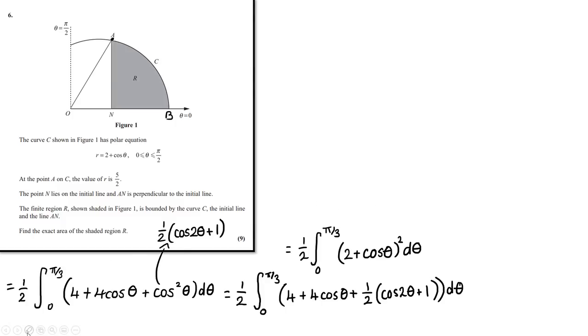Right. So we've got this result here now. Now we just need to integrate term by term. So we keep our half on the outside here. So if you integrate 4 here with respect to theta, that would give you 4 theta. We've then got 4 cos theta. So when we integrate this with respect to theta, that's going to be 4 sine theta. So plus 4 sine theta.